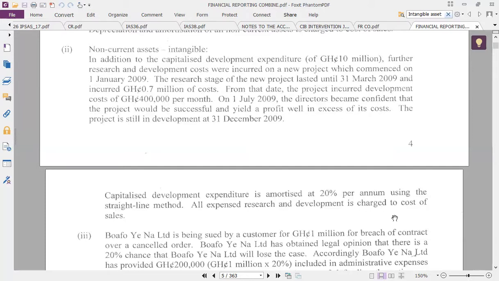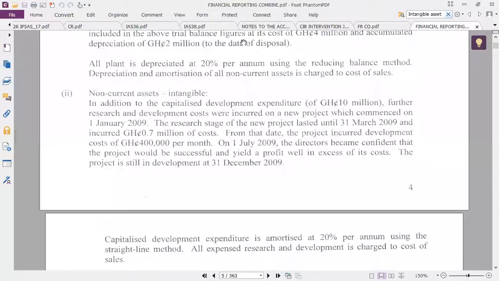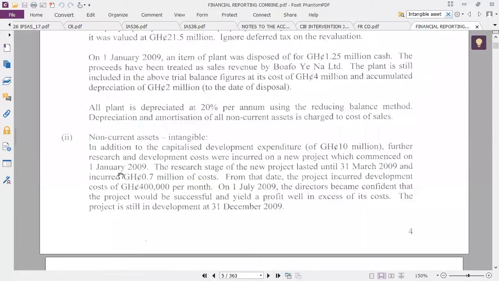Okay, good. Now let's see something here. Tell me the development cost in here and tell me the research cost in here. That is all. From this information, what will be the research, what will be the development cost from this information? Start work. Let's work out together.